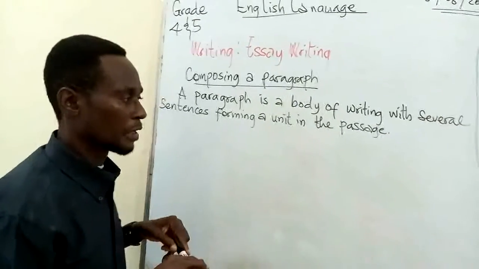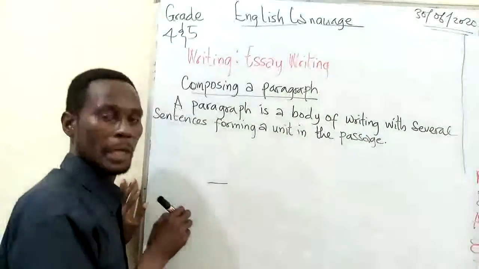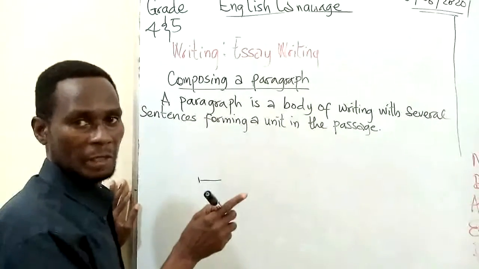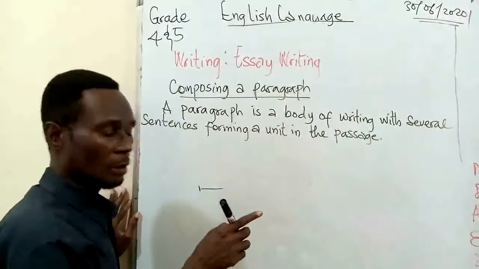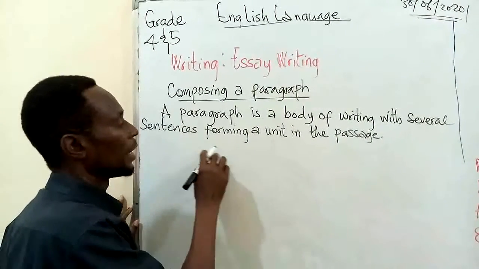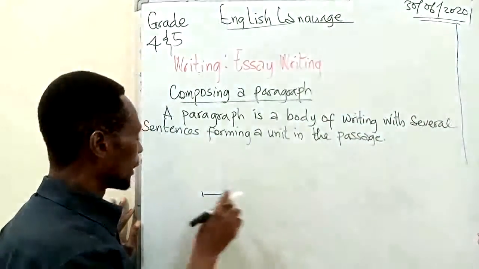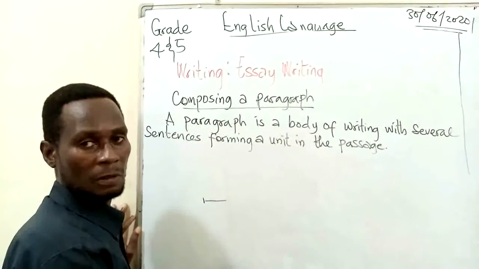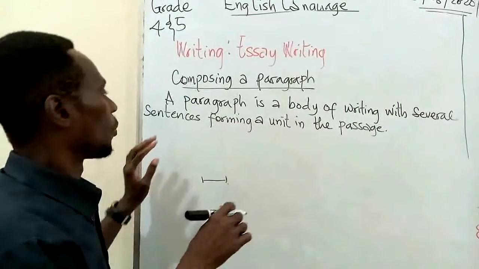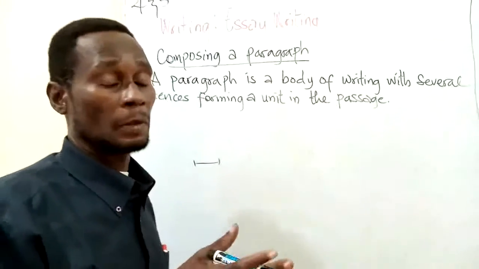Now, for instance, if you travel during this holiday, let's say you travel to Lagos, the paragraph that will contain the journey from Calabar to Lagos, the sentences will be an explanation of what happened on the road. It has nothing to do with when you got to your destination. So the paragraph there will contain sentences dealing with the journey, what happened on the way.